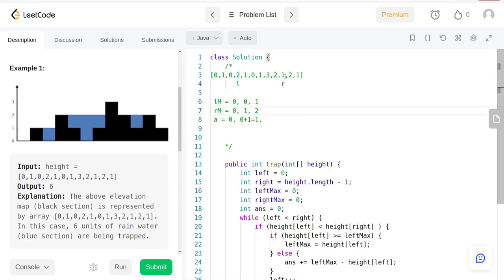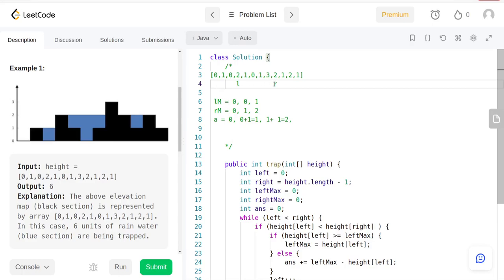We're going to compare this again. Is it less than that? No, it is not. But this time this is less than the maximum you have seen so far, so that's gonna stay there, but the answer is gonna be updated as 1, the previous one, plus 2, right max minus the current height of the right, which is 1. So 2 minus 1 is 1. That's gonna make it 2, and we want to decrement it again.